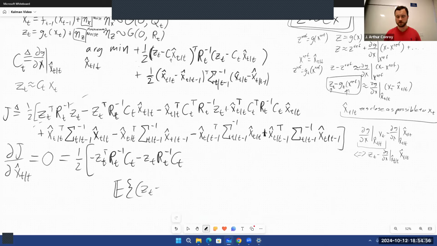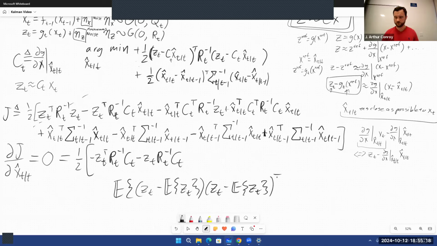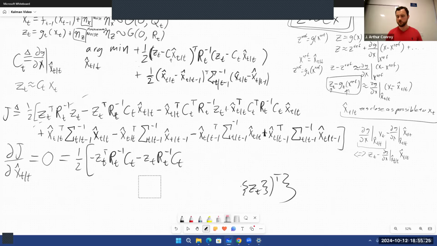So it's ZT minus expectation of Z, right? So it's going to be symmetric necessarily. So I don't have to worry about transposes with those. Thank God. One fewer item to worry about messing up, right?